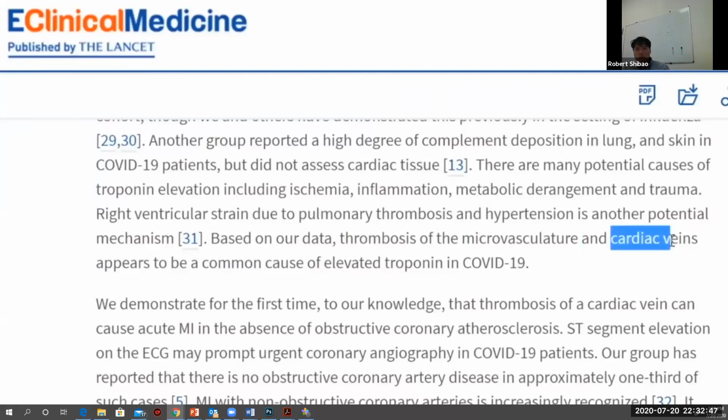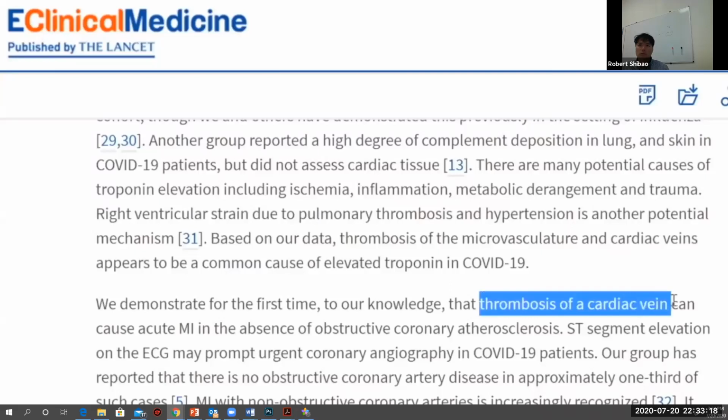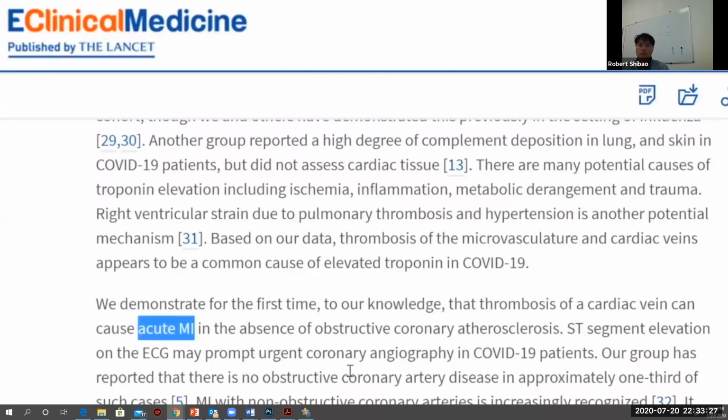If you had thrombosis of the cardiac veins, that would mean that the blood would not be able to drain back into the venous system, and that would cause a pressure load and therefore inability to get oxygen to the cardiac muscle, which would cause an elevation of troponin. In fact, the occurrence of thrombosis in COVID-19 apparently is so common in these series of autopsies that they were able to demonstrate for the first time in one of their autopsies a thrombosis of a cardiac vein, not a cardiac artery, but a cardiac vein, and that this could cause acute myocardial infarction in the absence of obstructive coronary atherosclerosis.